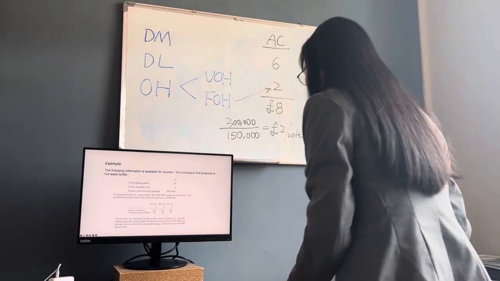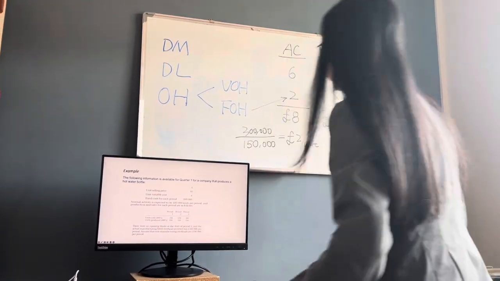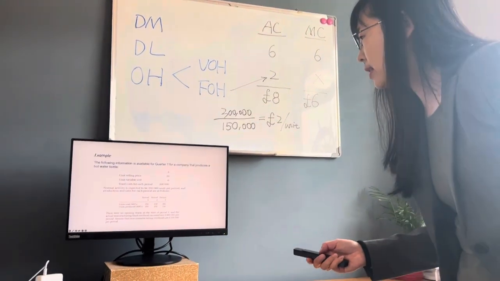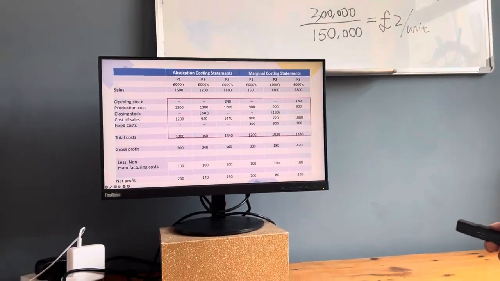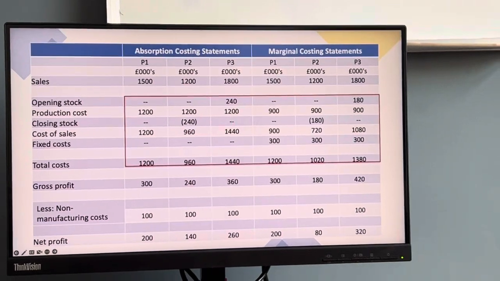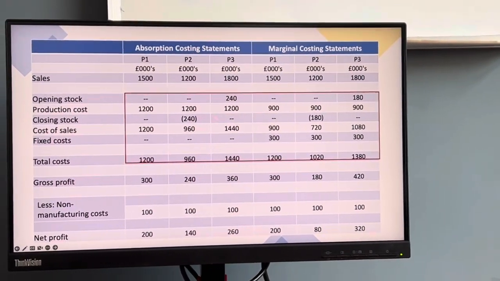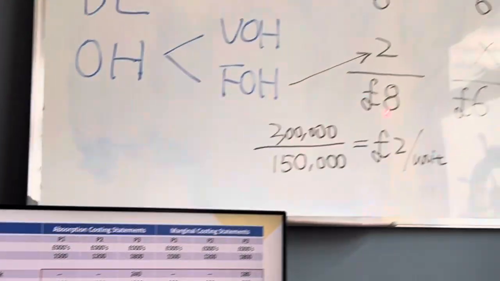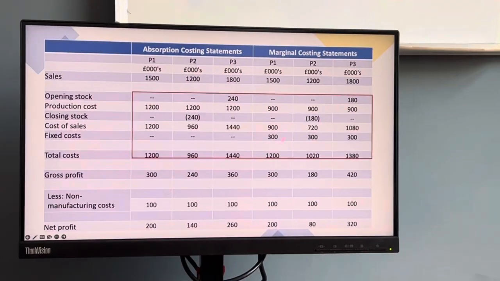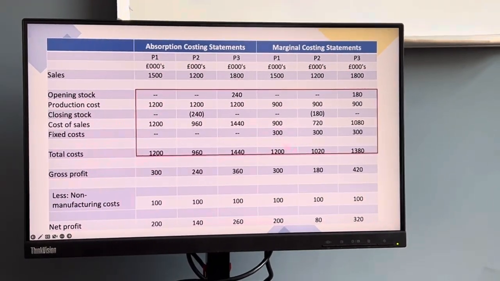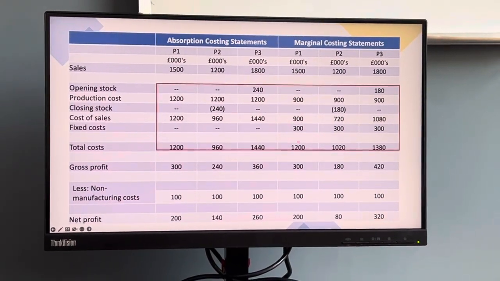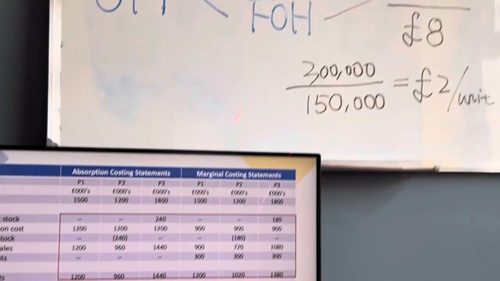When we have cost per unit calculated, that allows us to calculate production cost. So let's look at the income statement here. Production costs are calculated for each period between the two methods. They are different because they have different cost per unit calculated. Now we put £300,000 into each of the 3 periods. That's treated as a period cost under marginal costing, right?